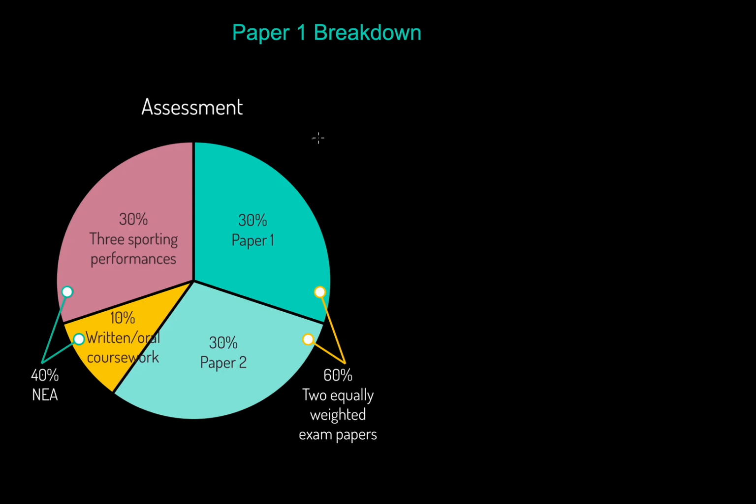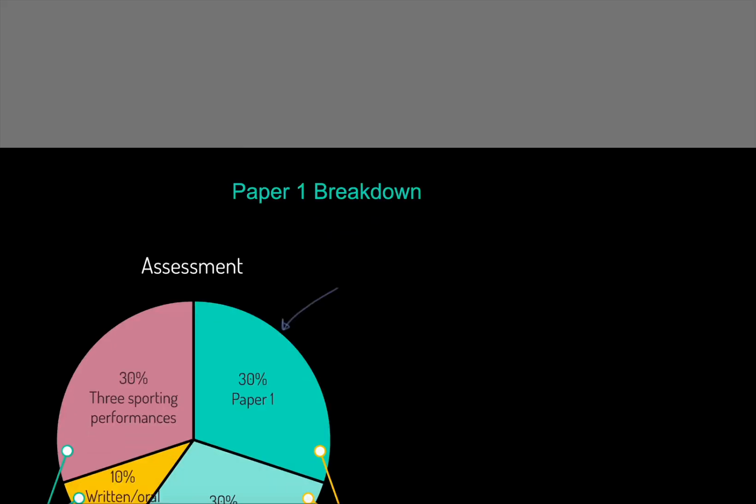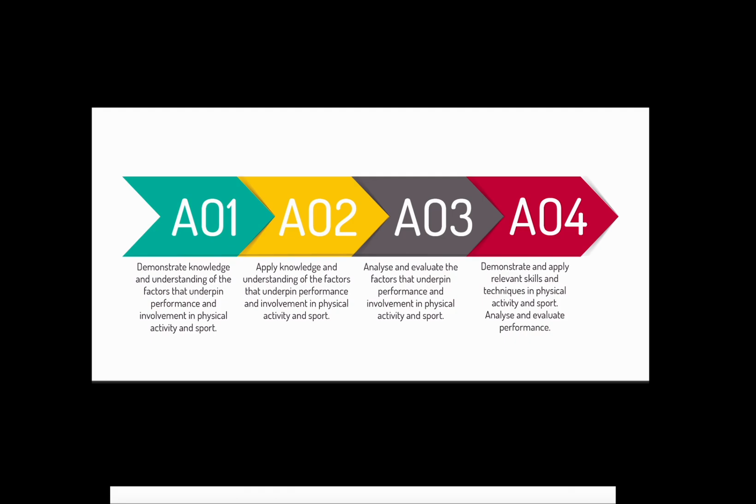A super quick reminder: we are focusing on paper 1, which is 30% of the overall AQA GCSE PE. And just to remind you again, when we talk about paper 1, the assessment objectives we are talking about are these objectives here. We are interested in AO1 to AO3. That is what is going to be featured on our actual paper 1: knowledge and understanding, application, analysing and evaluating. AO4 is reserved for the non-examination assessment.